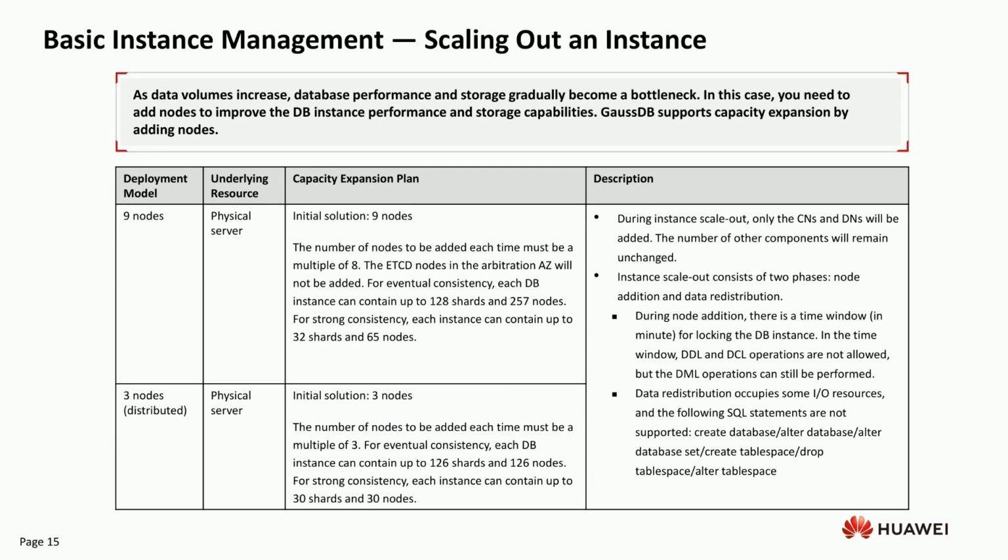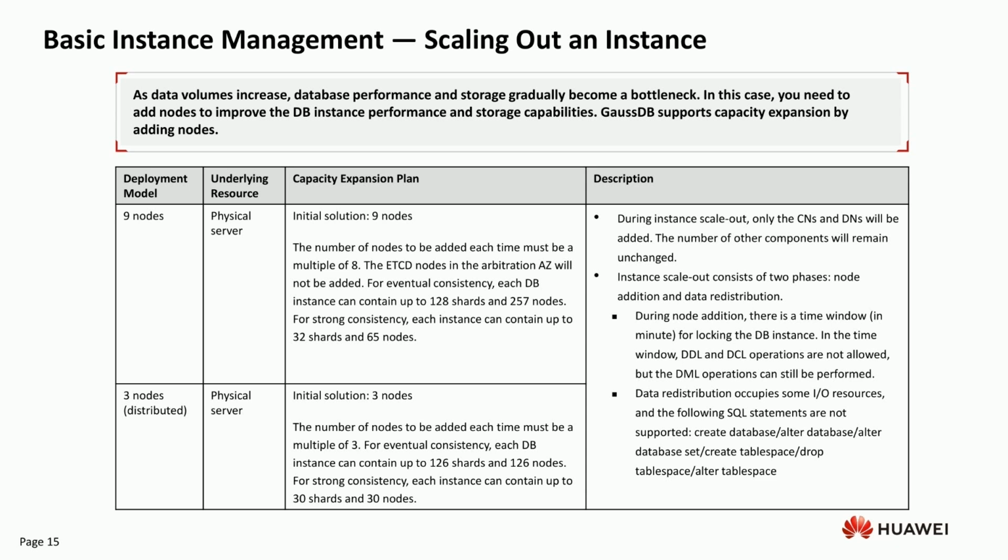As data volumes increase, database performance and storage gradually become a bottleneck. In this case, you need to add nodes to improve the DB instance performance and storage capabilities. GaussDB supports instance scaling by adding nodes. During instance scale-out, only the CN and DN will be added. The number of other components will remain unchanged.